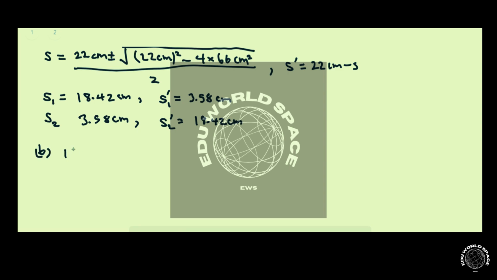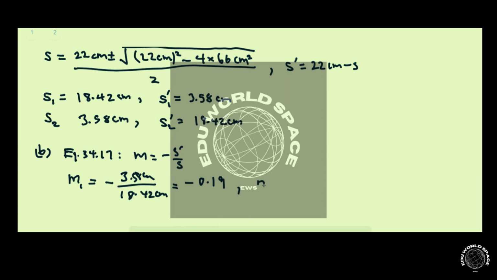So we can use equation 34.17, which tells you that the magnification is equal to minus S prime over S. Let's call M1 the magnification associated with S1 and S1 prime. So when the lens is 18.42 centimeters from the object, we have minus 3.58 centimeters divided by 18.42 centimeters, and that's equal to minus 0.19.